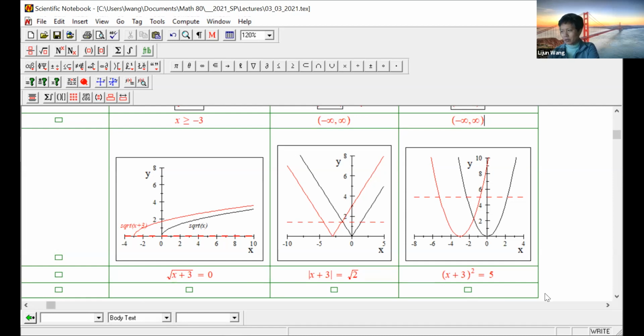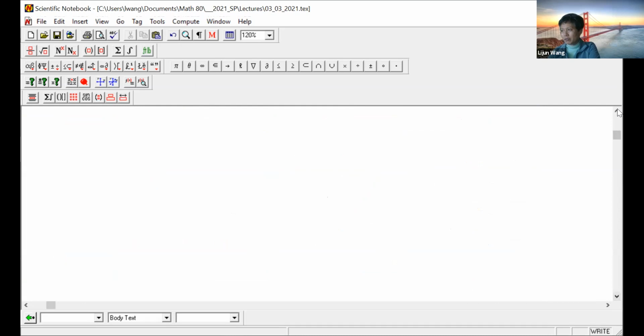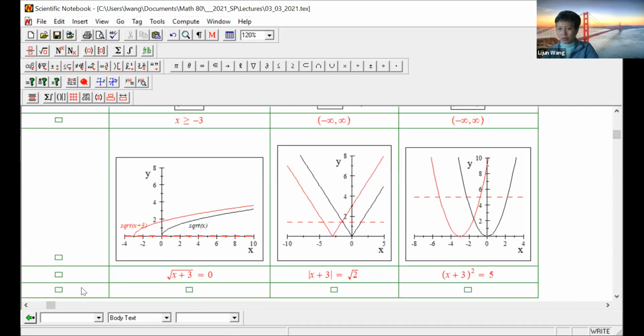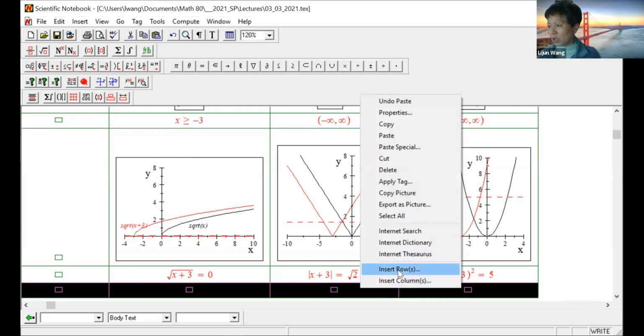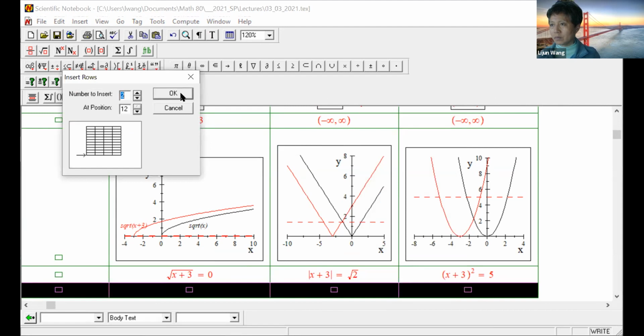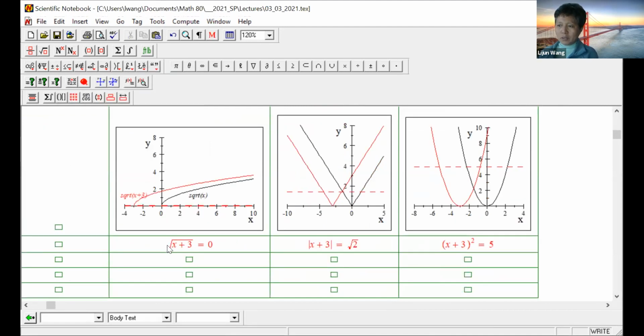So let's finish. I do want to finish this before we go home, before the end of the lecture today, but that shouldn't take too long. What number you take the square root of is going to be 0? Well, the number has to be 0. As a result, x equals -3.